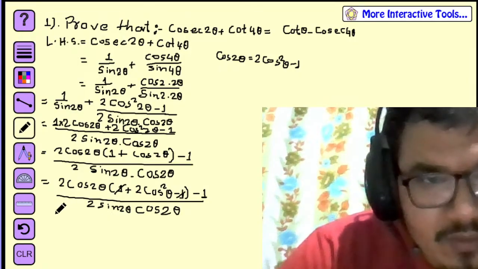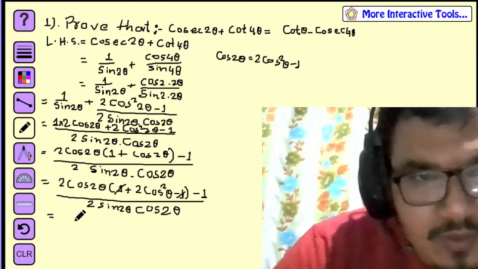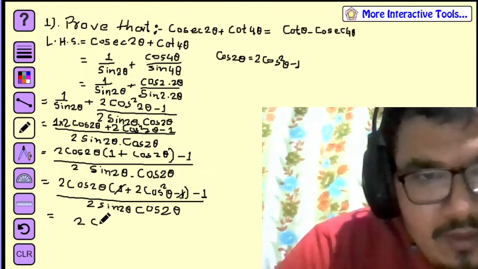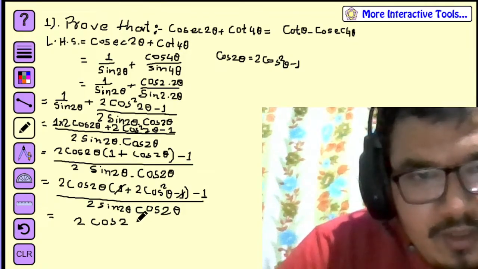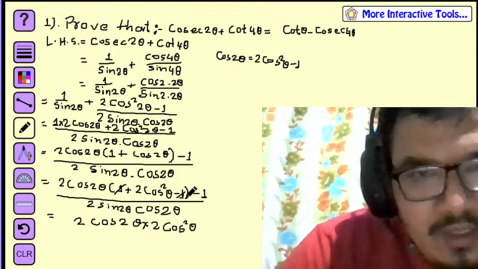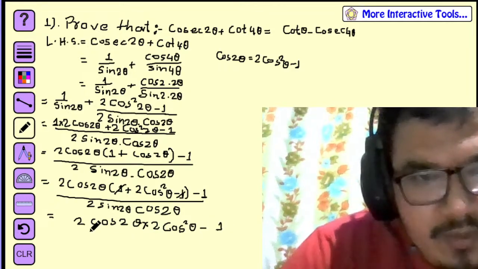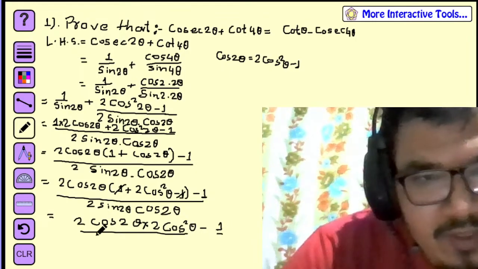And what is remaining now? Here is remaining cos 2 theta into 2 cos square theta, and here is minus 1. That's why we have to write minus 1 here. And then we have to separate the denominator for both, for here also, for there also.